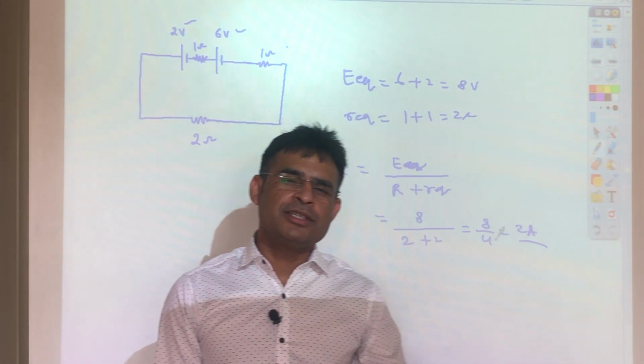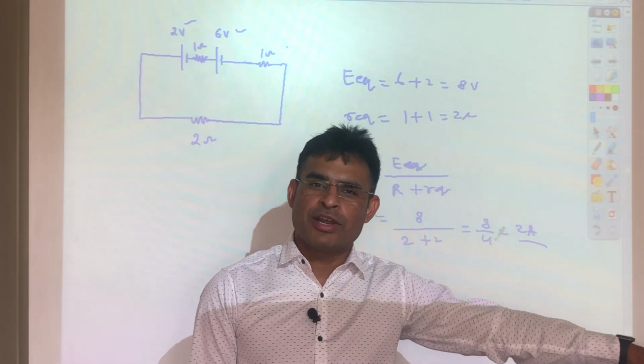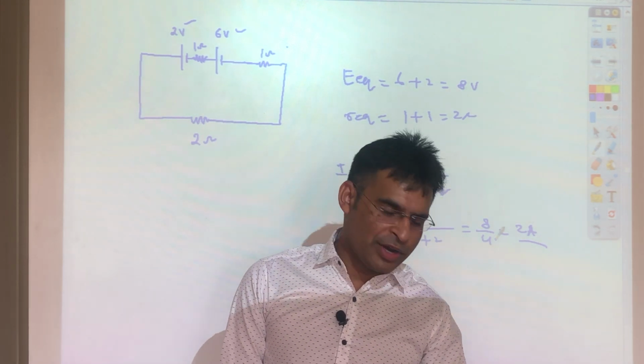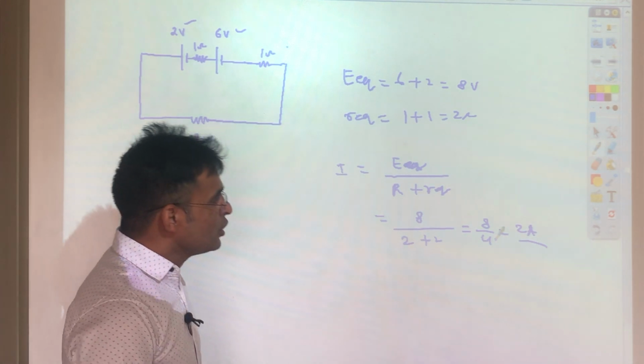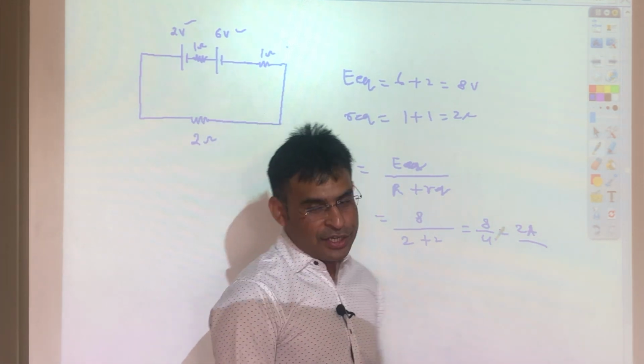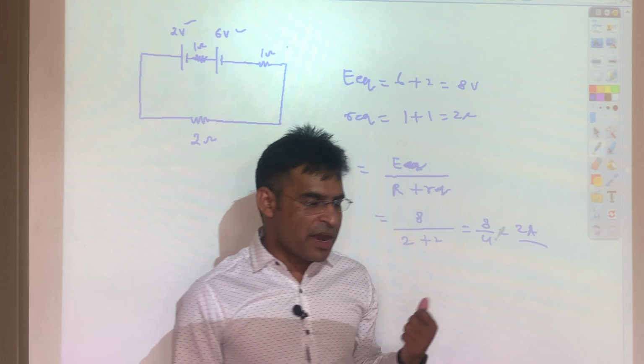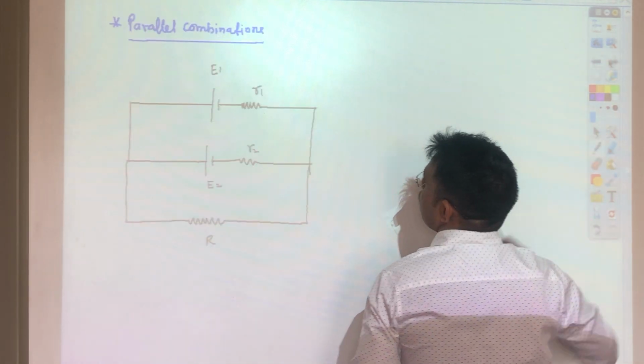Series combination is very simple: for batteries, keep on adding with polarity, and for resistances also keep on adding. So this is all about the series combination. Now there is the parallel combination of batteries. So this is the parallel combination of batteries.